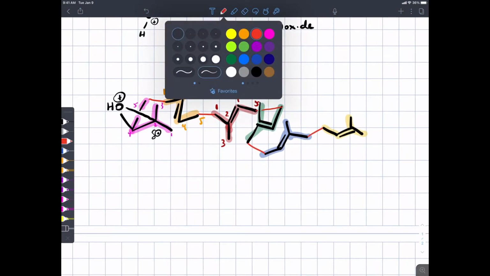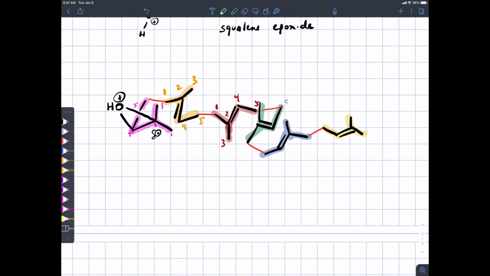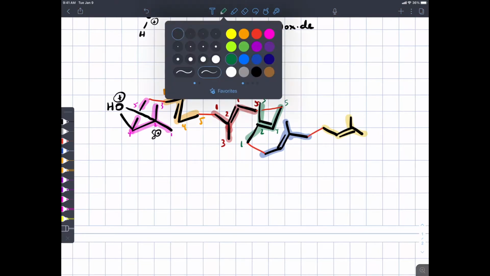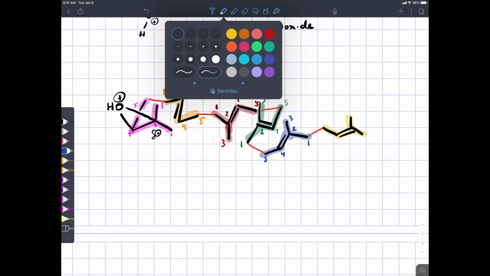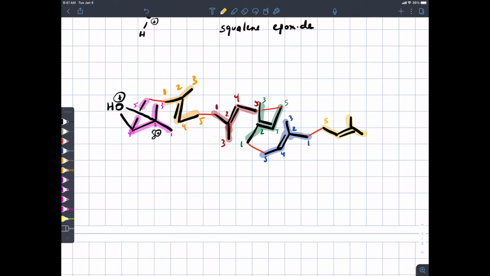Okay, so I'm just going to go ahead and finish labeling the rest of the carbons here. And afterwards, 5, 4, 3, whoa, what the heck am I doing? 5, 4, 3, 2, 1. And 5, 4, 3, 2, 1. Okay.